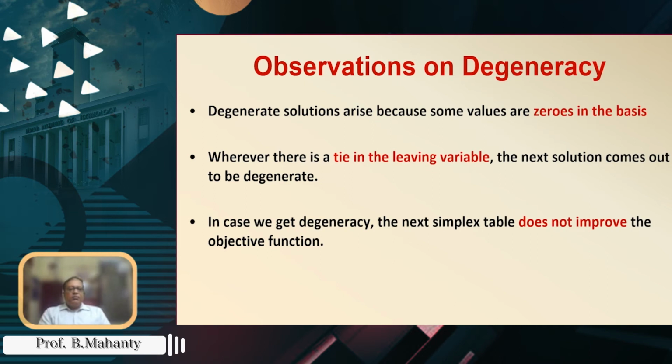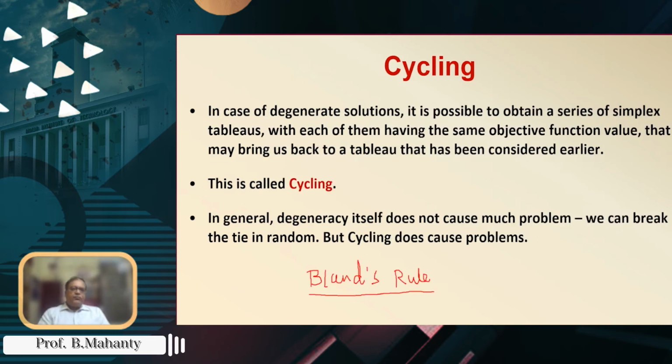Now here are some observations on degeneracy. First of all, degenerate solutions arise because some values are zeros in the basis. Second thing, whenever there is a tie in the leaving variable, the next solution comes out to be degenerate. In case we get degeneracy, the next simplex table does not improve the objective function. So these are some direct observations that we can see on degeneracy.